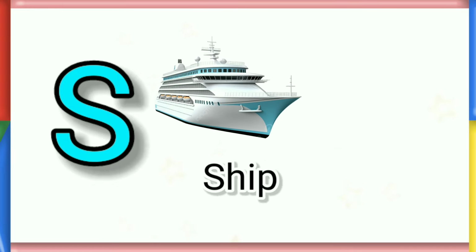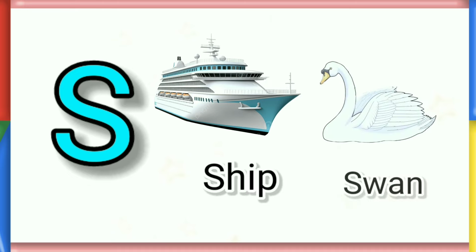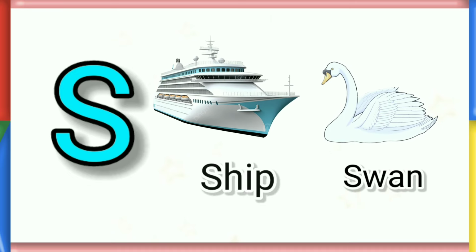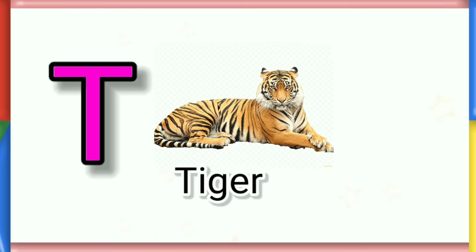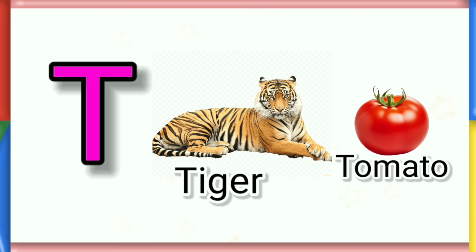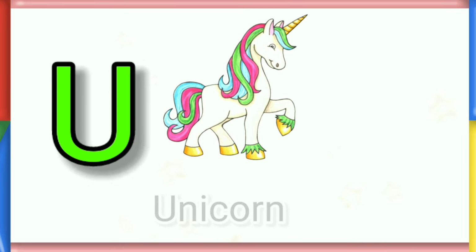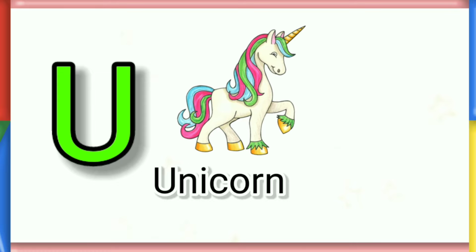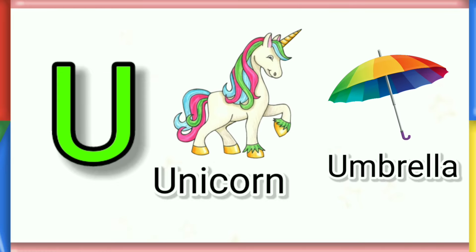S. S for swan. T. T for tiger. और क्या होता है? T for tomato. U. U for unicorn. और क्या होता है? U for umbrella.